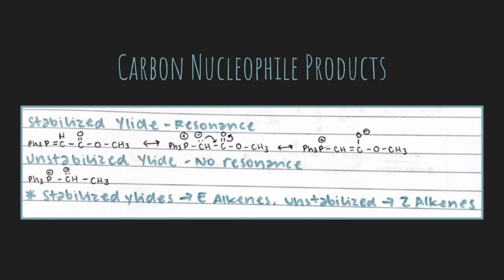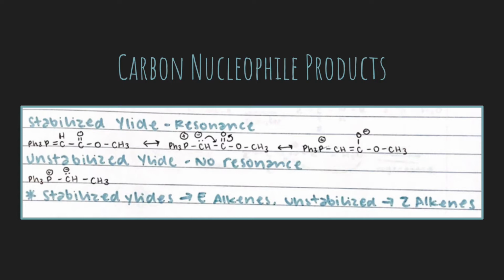First up, we're going to go over reactions between carbon nucleophiles and carbonyls. The product formed with these types of reactions will be an ylide. Here I have it spelled with an E at the end, but you'll also see it without the E. It's the exact same thing. Within our ylide class of molecules, there are those that are stabilized and those that are unstabilized.